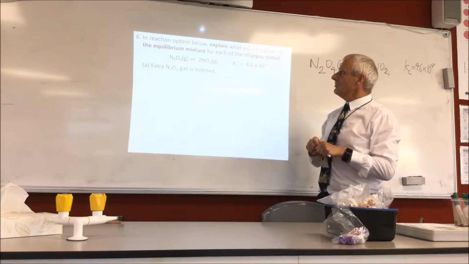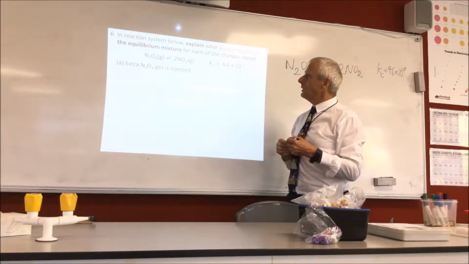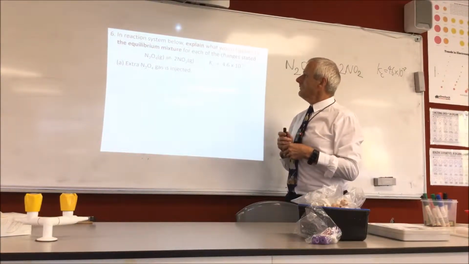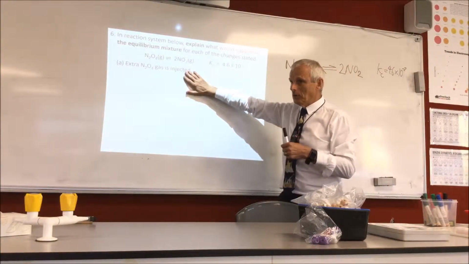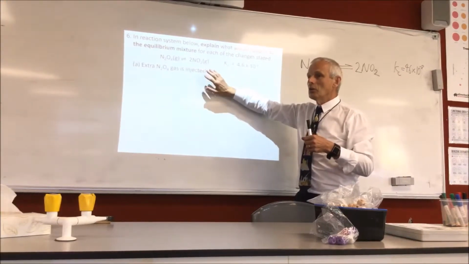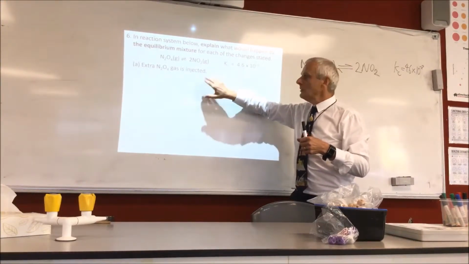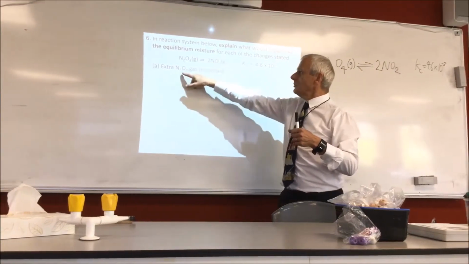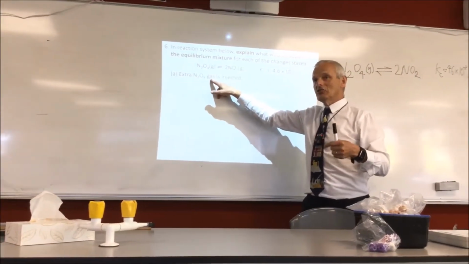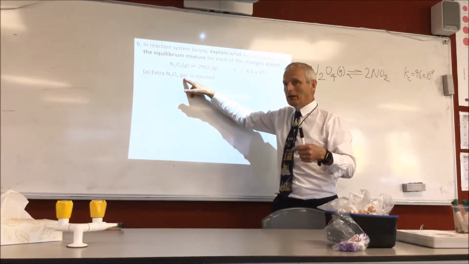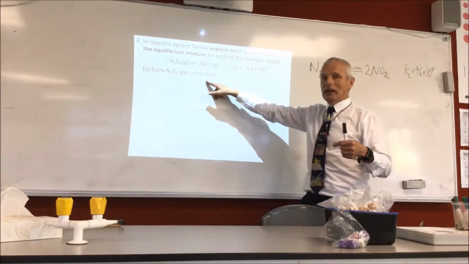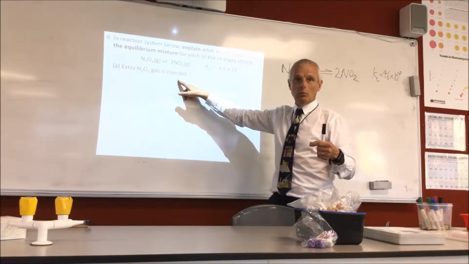So what it's asking us is explain what would happen for the equilibrium mixture if we first of all add extra gas. Now this is a cause and effect problem, so you need to start with the cause. Now this isn't really relating, this is telling you you're just adding gas. That doesn't tell you what we're doing to the system that's going to upset the equilibrium. What actually is the effect of adding N2O4 gas? What is that going to do?